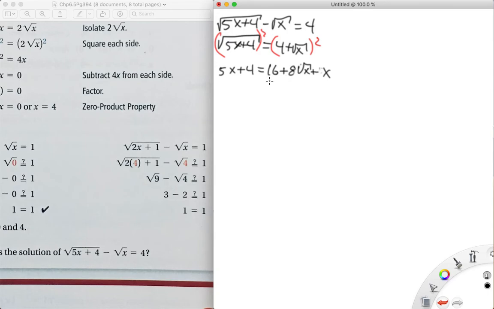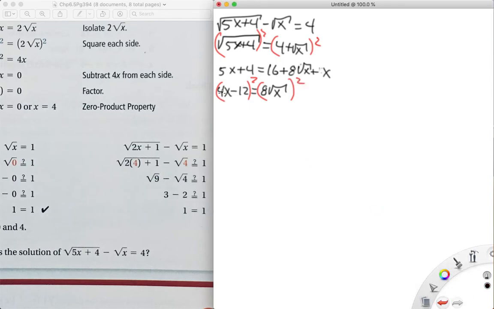Okay, after that we're going to isolate this square root of x again. So we're going to subtract the 16 from both sides and subtract the x from both sides. So that's going to be 4x, subtracting x from both sides, and then 4 minus 16 is negative 12, equals 8 root x. From this point, we are going to square it again.